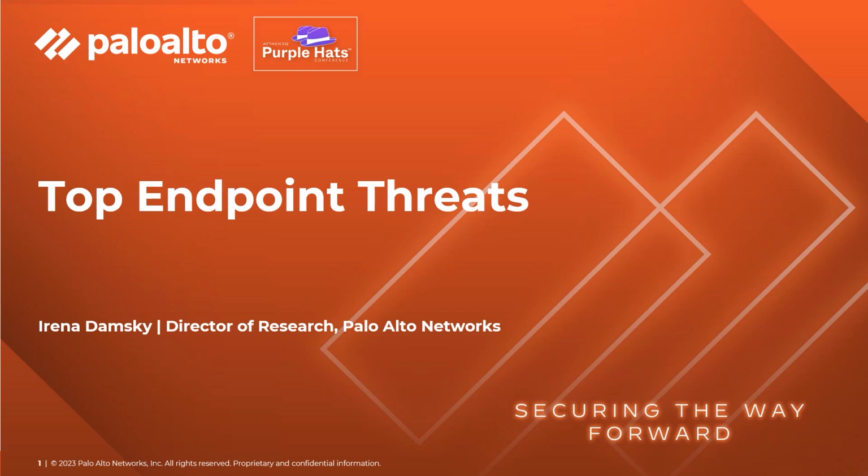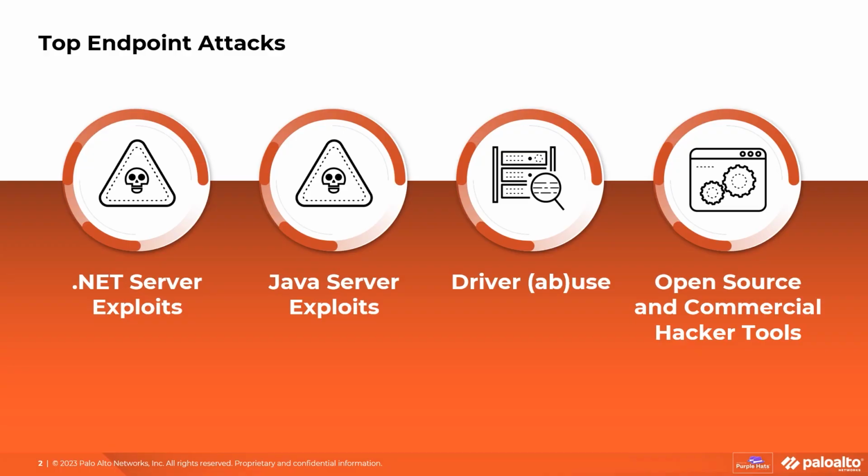I will be talking to you today about the top endpoint threats that we've seen in the past year and ways that those can be detected and prevented. We will be talking about four types of attacks: .NET server exploits and Java server exploits. We'll talk about driver abuse and open source and commercial hacker tools that we've seen being more popular with threat actors during the past year. So let's dive in and get right to it.